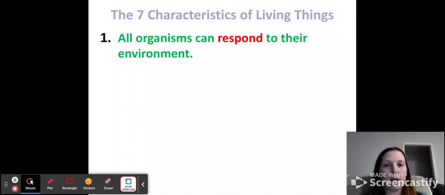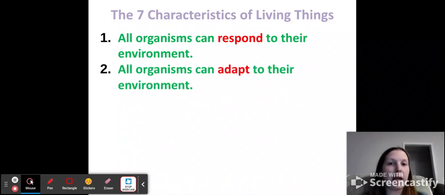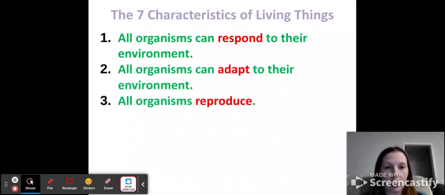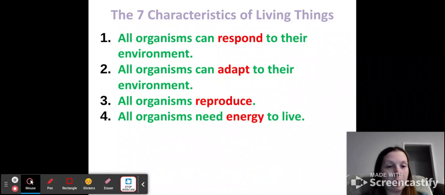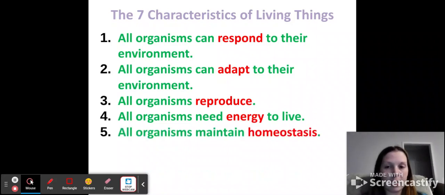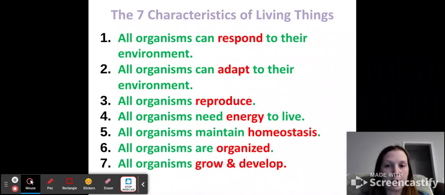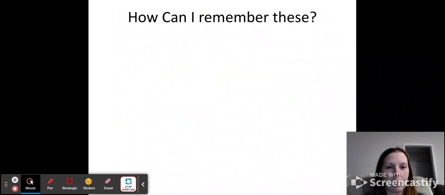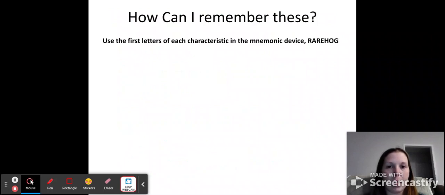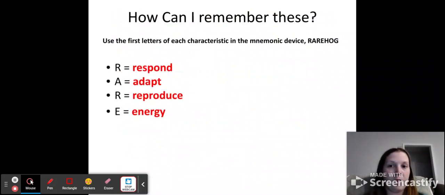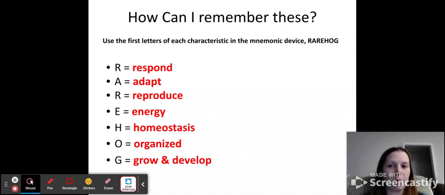So, the first one is that organisms can respond to their environment, they can adapt to their environment. They can reproduce. They need energy to live. They maintain homeostasis. They are organized and they can grow and develop. So all of these responses in red are the ones that we look at to determine if an organism is living or not. And you can actually remember these in an easy way by using the little mnemonic here, which is called RAREHOG. So RAREHOG is just all of the letters for the words that were in red on the last slide. So you can see that here.